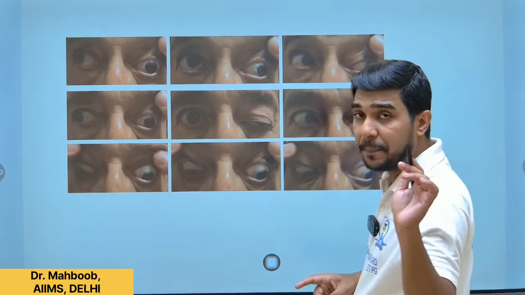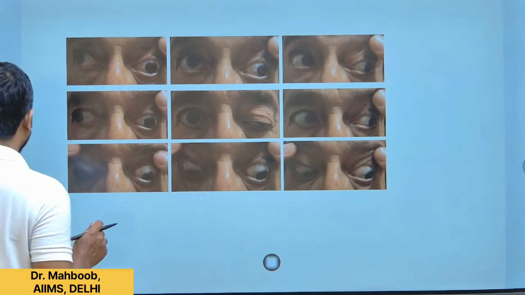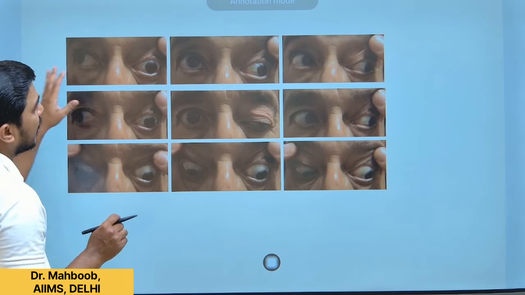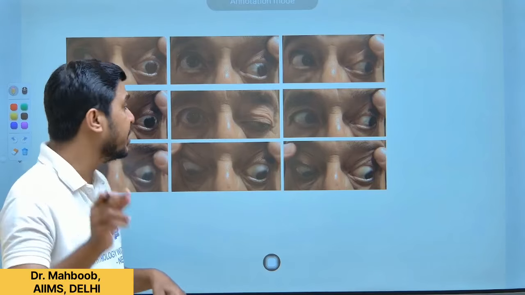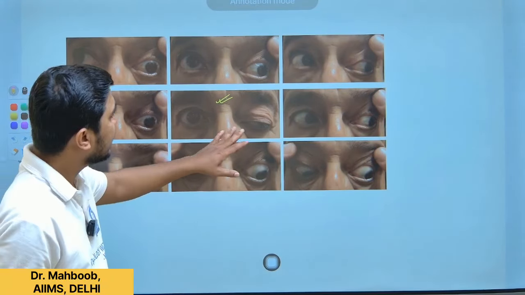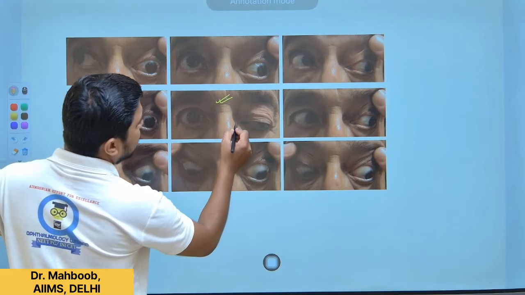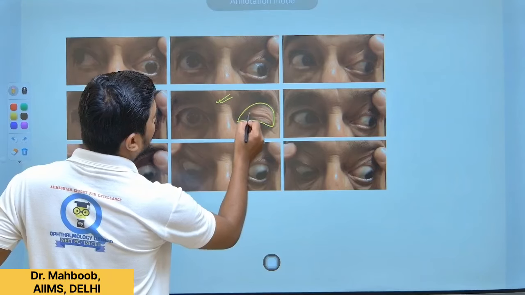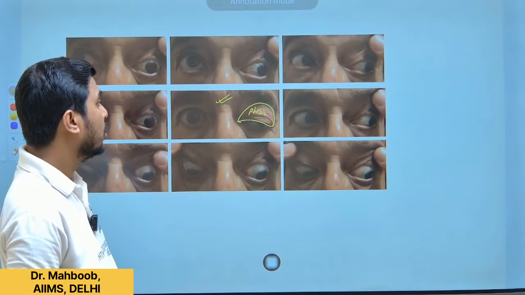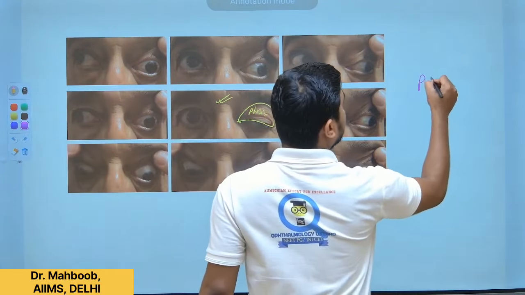You see, first of all, for this type of question, the first thing you will see is the first image in this 9 image chart, the center one. So I will see the center image. What is happening here? You see there is a ptosis. Now you understand the patient is having ptosis, right? Ptosis.